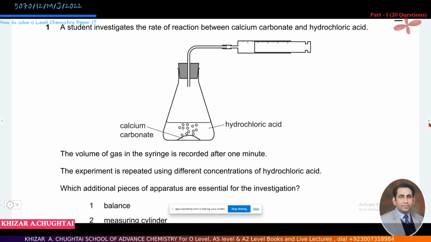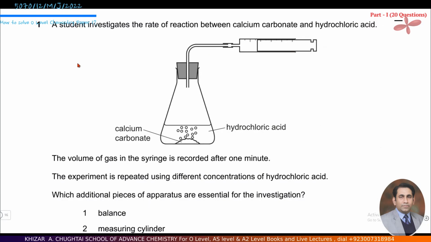Come towards question number 1. A student investigates the rate of reaction between calcium carbonate and hydrochloric acid. Here is the diagram that shows the different apparatuses. The volume of gas in the syringe is recorded after 1 minute. The experiment is repeated using different concentrations of hydrochloric acid. Which additional pieces of apparatus are essential for this investigation?